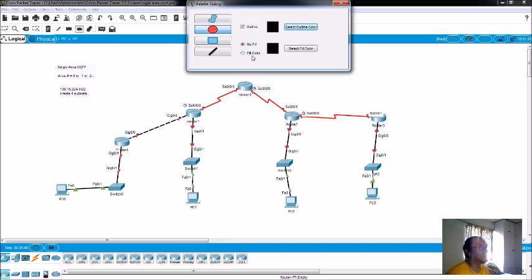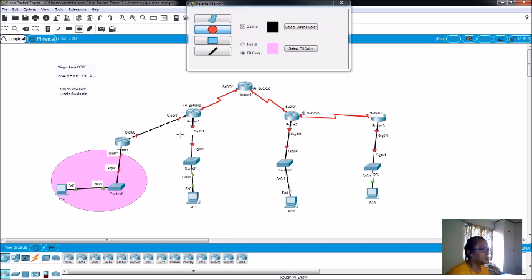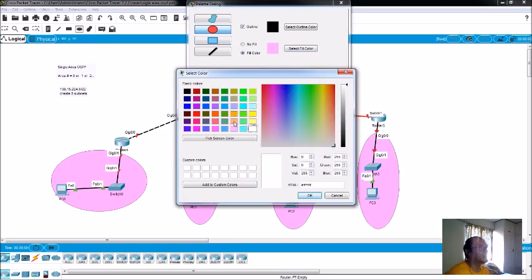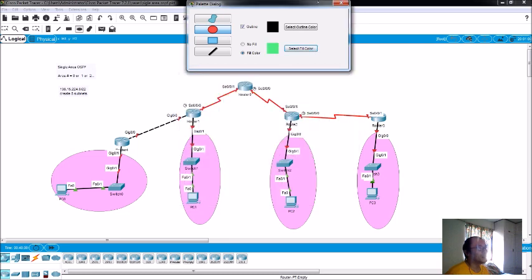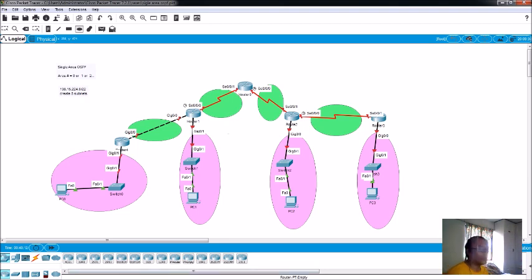Let's color this. Then we'll do this color here. Okay, this is 1, this is 2, this is 3, this is 4. Okay, select a different color. It's 5, 6, we have 7, we have 8 networks. So it's clear enough, right? So that's why we are going to compute for 8 networks.